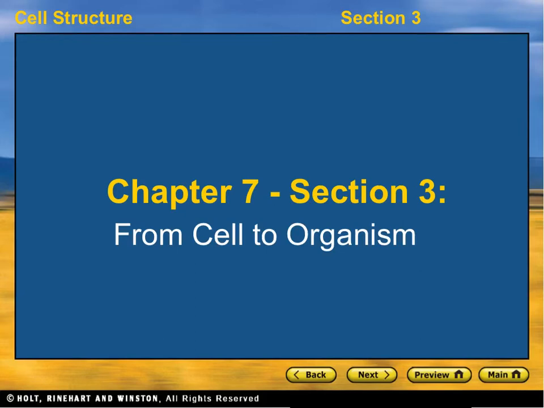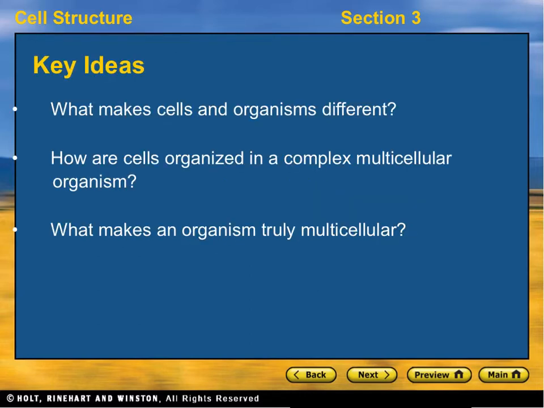Today we're going to look at going from the cell to the organism. The key ideas that we're going to be looking at are what makes cells and organisms different, how cells are organized in a complex multicellular organism, and what makes an organism truly a multicellular organism.